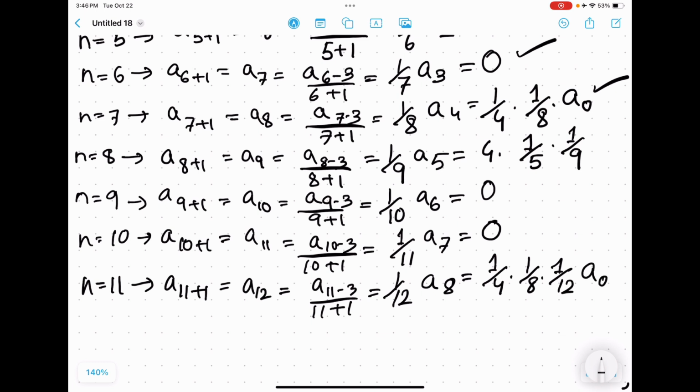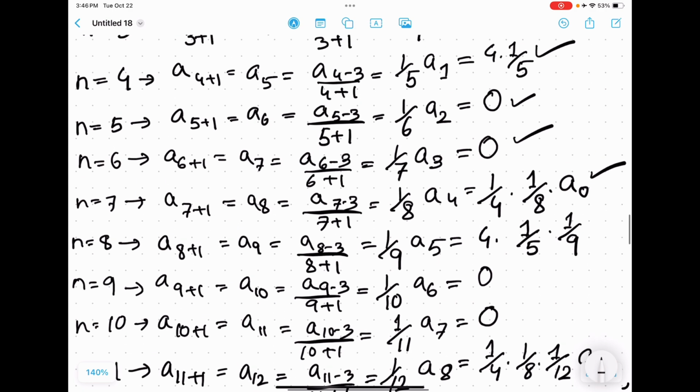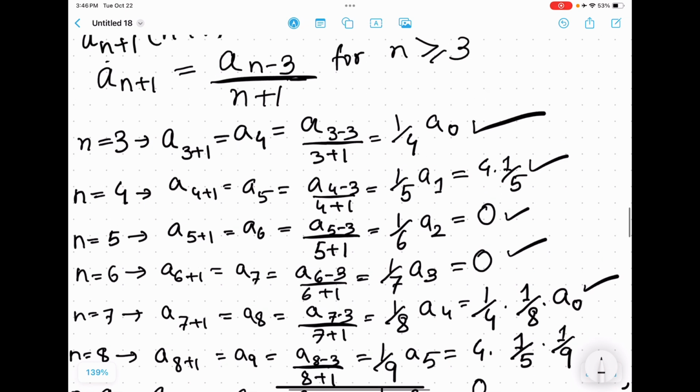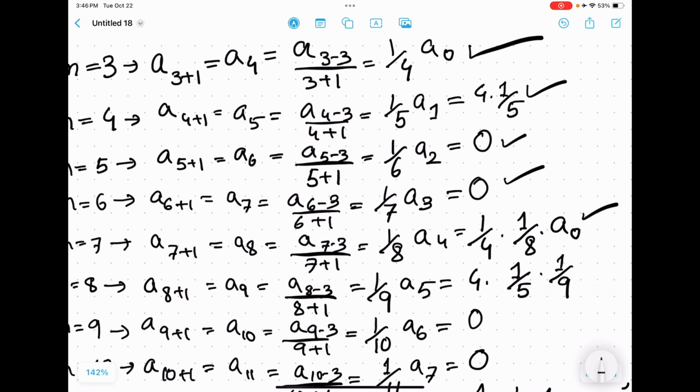Now, I don't know about you, but I can clearly see a pattern. Like before, I was all clueless about what exactly is happening, right? Because my a sub 1 was 4, then my a sub 2 was a 0, my a sub 3 was also a 0, and then again I have my a sub 4, which is 1 by 4, and then there's a very new unfamiliar a sub 0, which was not there at all.